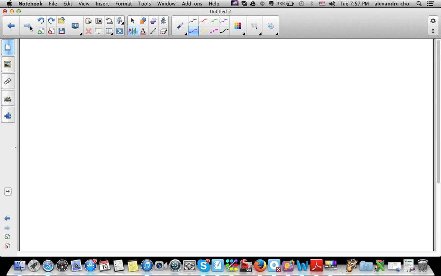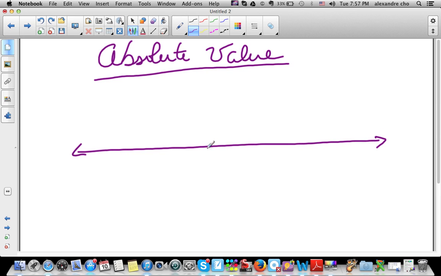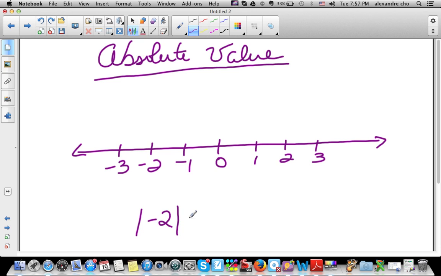What's next? Absolute value. Okay. Absolute value. Alright, so, absolute value literally means how far is a number away from 0. Okay? So, anytime you see a number like this, between two vertical bars up and down, the question is, how far is this particular number away from this 0? So we're finding its absolute value.